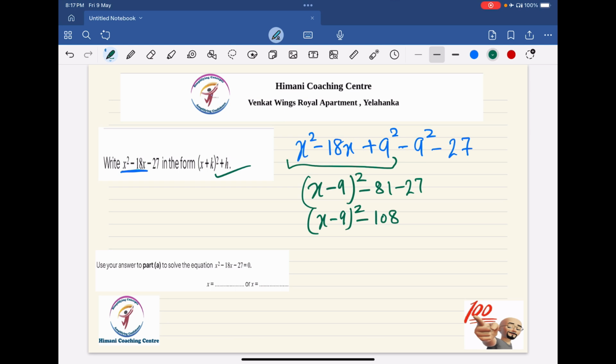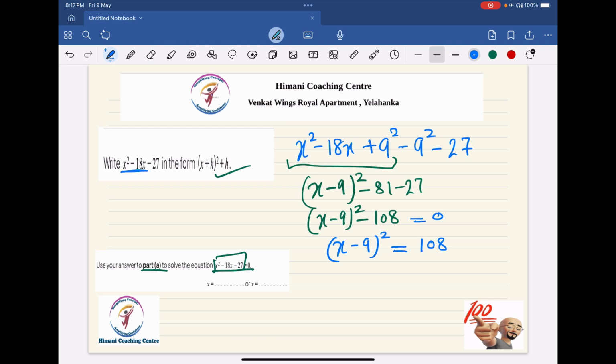Now it says in the second part that use the answer in part A to solve the same equation, which is x square minus 18x minus 27 equals 0. Now, since we have already written this left side as (x minus 9) square minus 108, what we need to do is just equate it to 0. Now what will happen? So we will have (x minus 9) whole square, which is equal to 108.